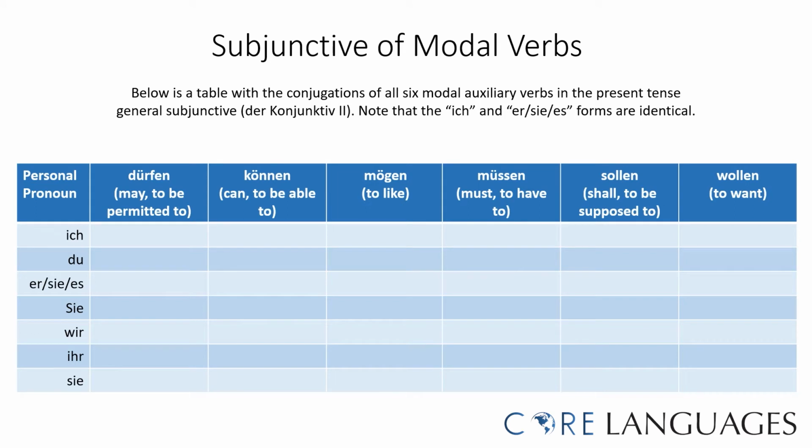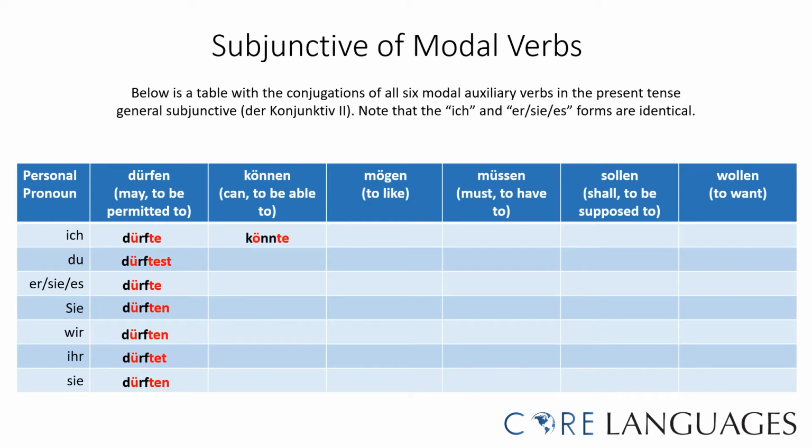Here are the conjugations of all 6 modal auxiliary verbs in the present tense general subjunctive or der Konjunktiv 2. Feel free to repeat after me. Ich dürfte. Du dürftest. Sie es dürfte. Sie dürften. Wir dürften. Ihr dürftet, Sie dürften.